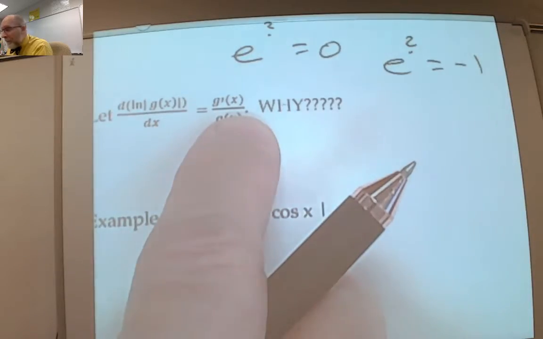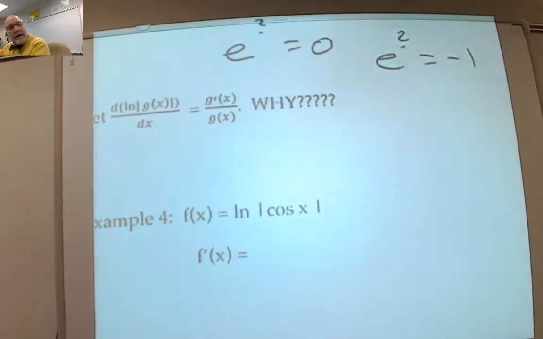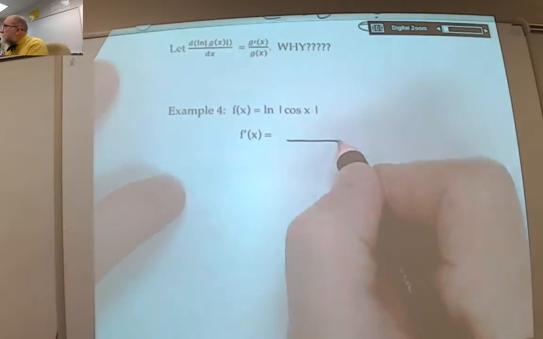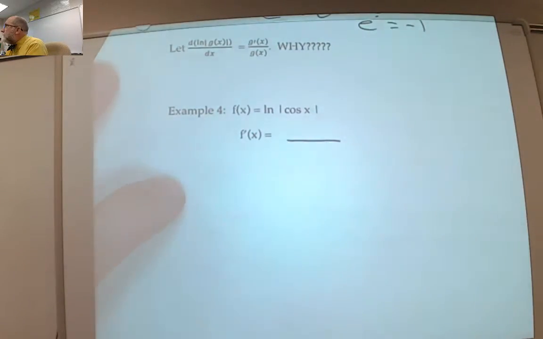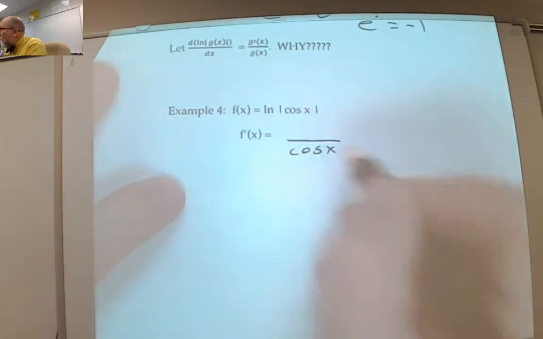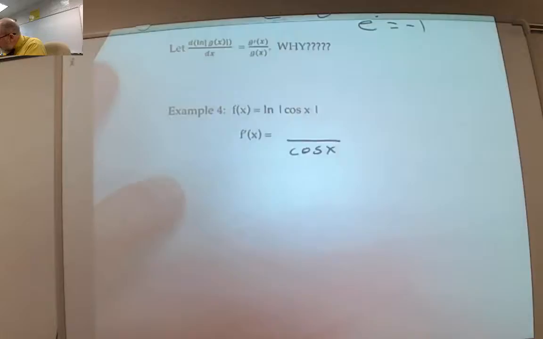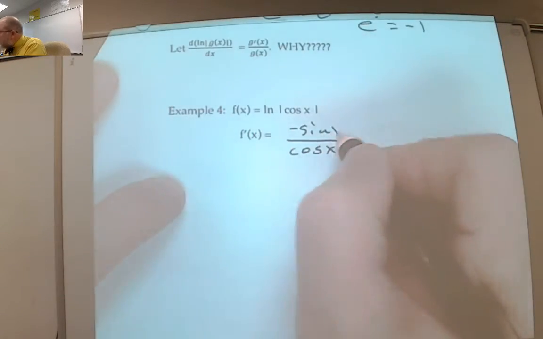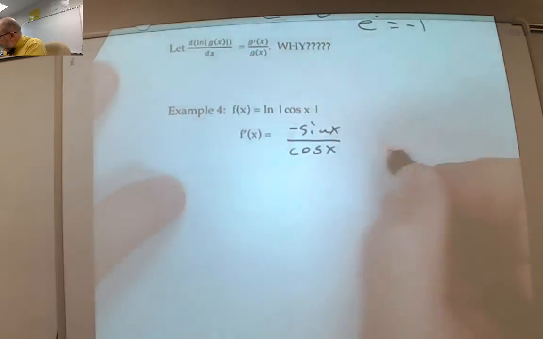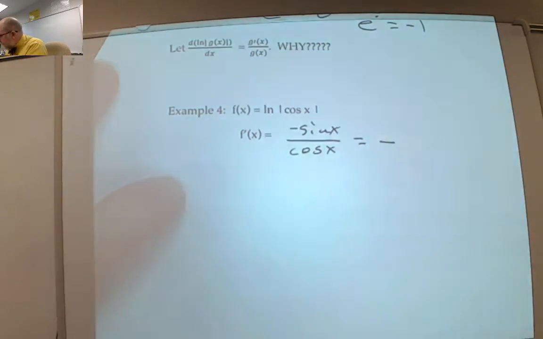All right? Marie, you ready? What goes on the bottom? Cosine of x. Okay. What goes on top? Big sine. And what's this the same as? You're done.